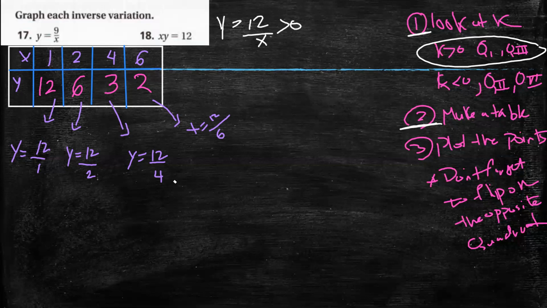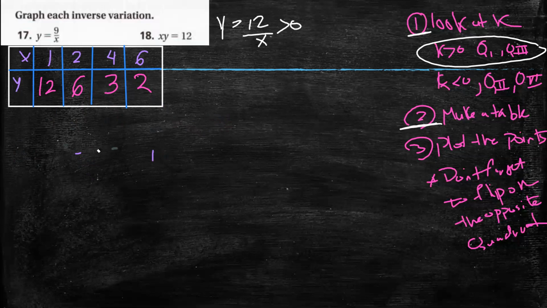Is it clear? Yes, it is. Yes, miss. Okay. Then after we make a table, let's go to step number 3, which is plot the points.